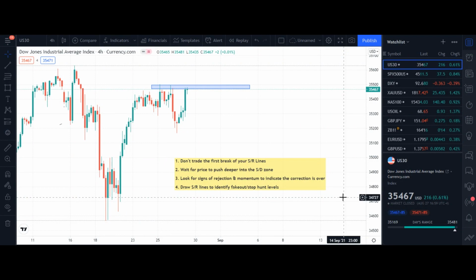We are talking today about how to combine support and resistance lines and supply and demand zones on your chart to get the best possible entry.